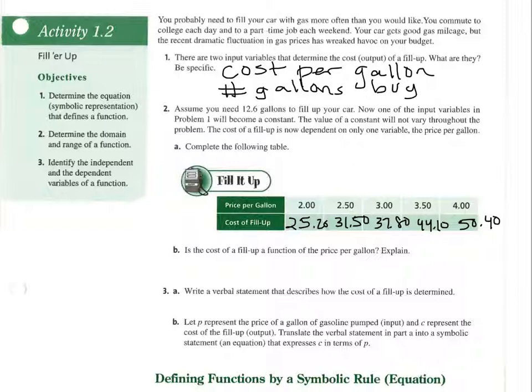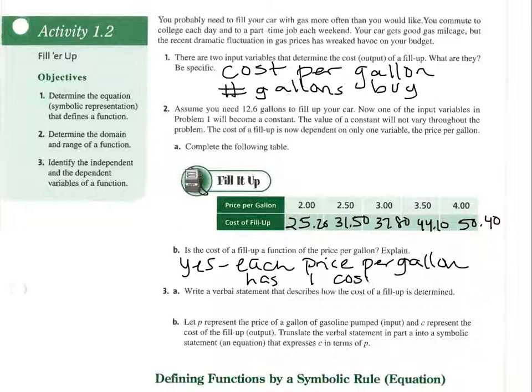If I'm looking at the table, think about what you did last week on determining if it's a function. Is the cost of a fill-up a function of the price per gallon? When I look at that table, I see each input has one output, so I would say yes. Each price per gallon, which is our input, has one output of cost of fill-up. I promise my handwriting is much better if you saw me in person writing on a board.